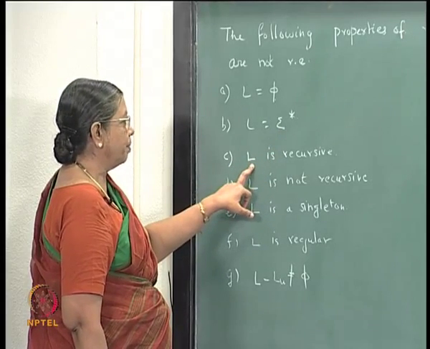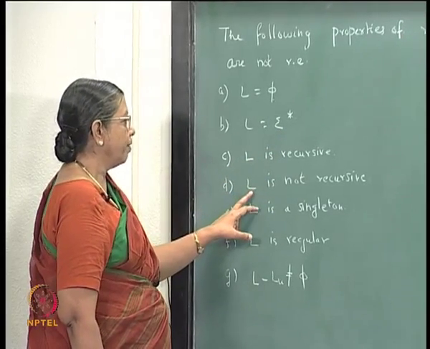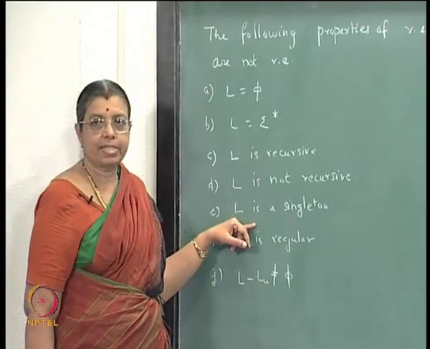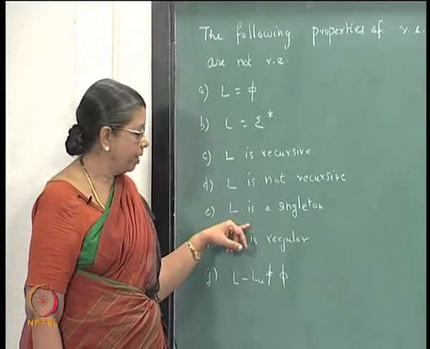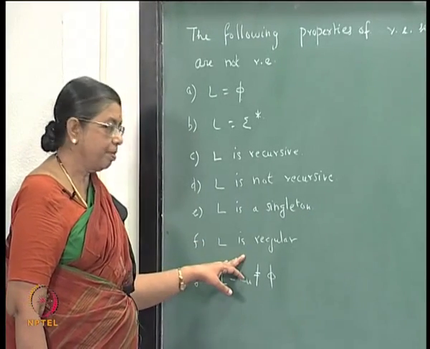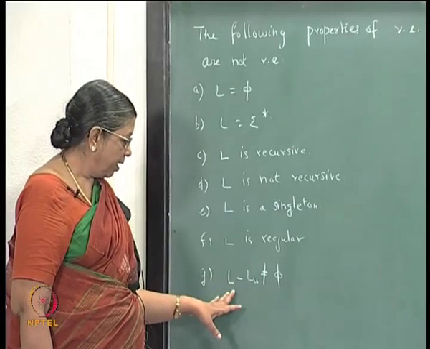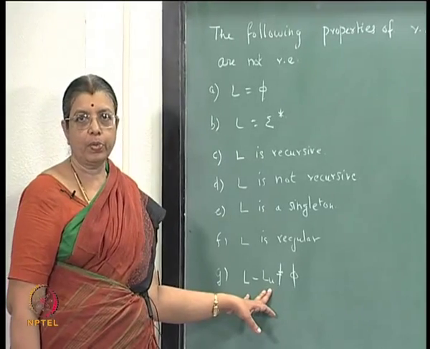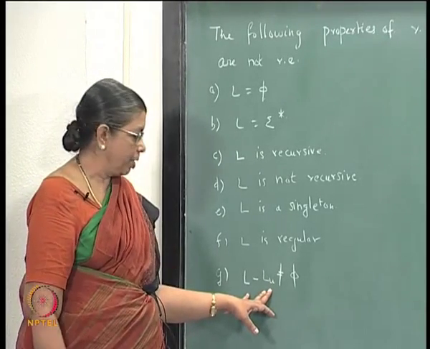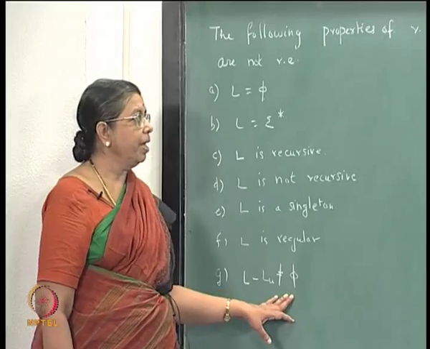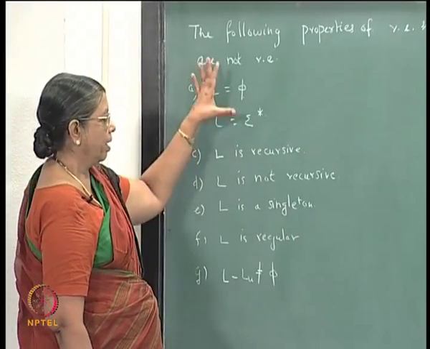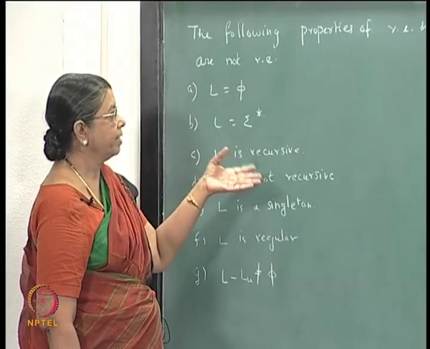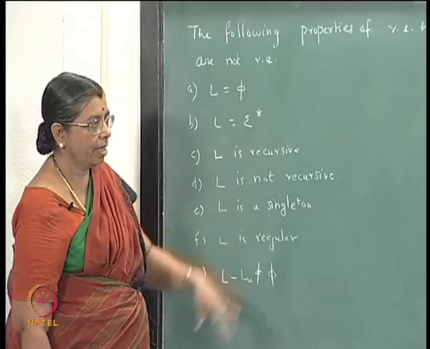Is the language accepted by a Turing machine recursive? Is the language accepted by the Turing machine not recursive? Does it have just only one string accepted, or is the language accepted regular, or is the language accepted minus LU? You know what is LU? MW, M accepts W. Is it non-empty? These questions are not decidable, and also the corresponding language falls outside recursively enumerable sets.